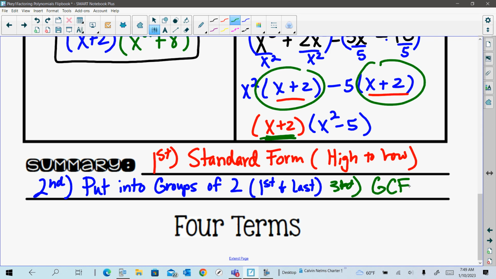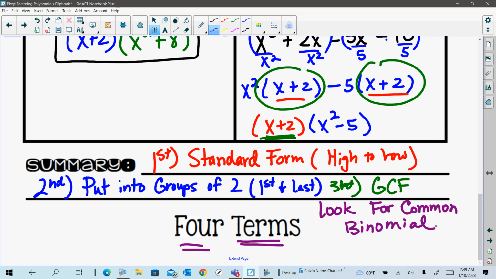So whenever we have 4 terms, the key to this, I guess you could say, is you have to look for a common binomial. Four terms needs to have a common binomial. If you don't have a common binomial, then we can't factor it. We have to do it a different way. If we don't have a common binomial, we just break that down. Most likely, because then you have to look at it through the graph.